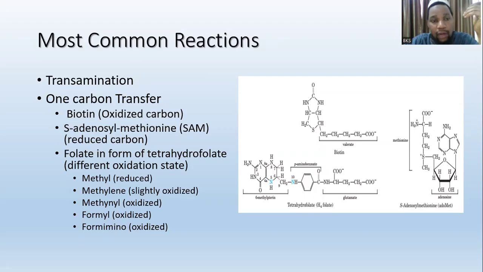We have also said the aim of this reaction is to transfer the amino group from a particular amino acid, in most cases, to alpha-ketoglutarate, forming glutamate. Then the other one is the one-carbon reaction.